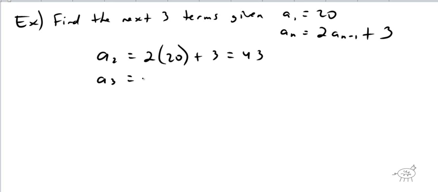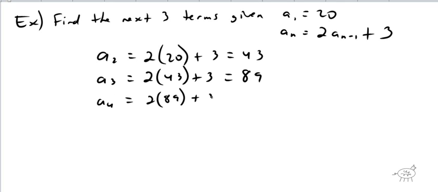A sub 3 is 2 times the previous term, plus 3. So that gives me 89. And a sub 4 is 2 times the previous term, is 2 times 89, plus 3 is 181. Okay, those are your next 3 terms. Pretty easy. Okay, let's do something a little bit more aggressive.